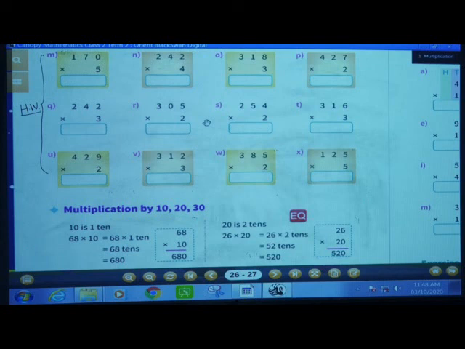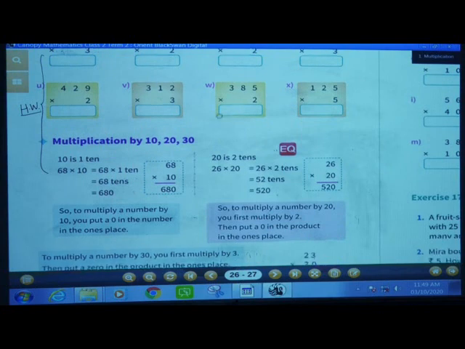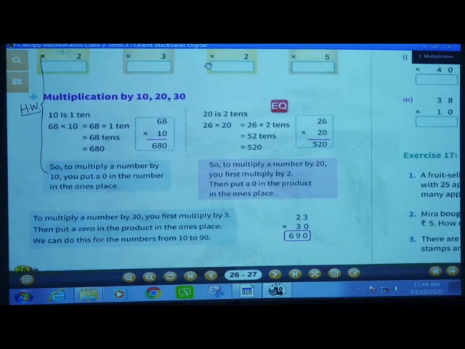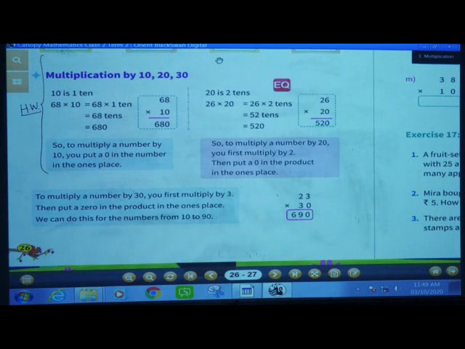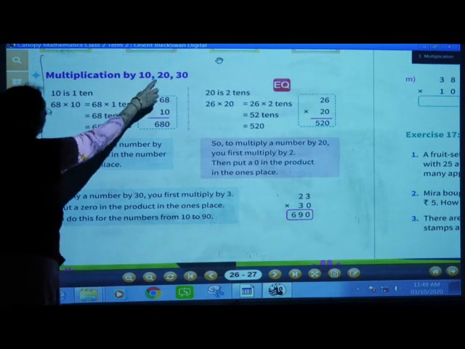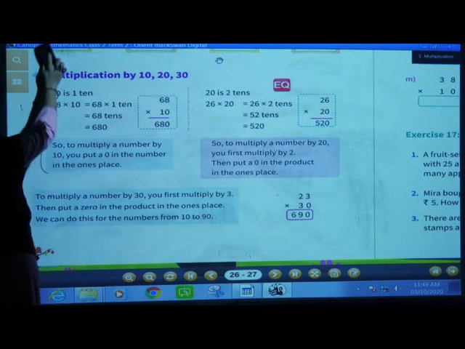Okay. Next concept, multiplication by 10, 20, 30. What is the next concept? Multiplication by 10, 20, 30.